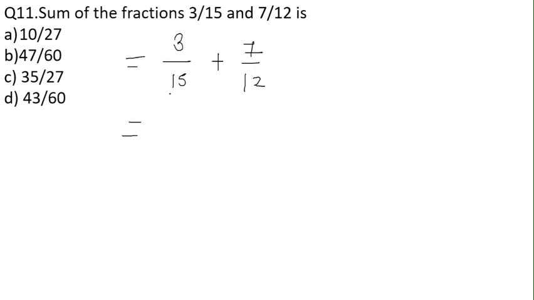So here 3 by 15 can be written as, 3 ones are 3, 3 fives are 15, that is I can write this as 1 upon 5, yes, plus 7 upon 12 as it is.